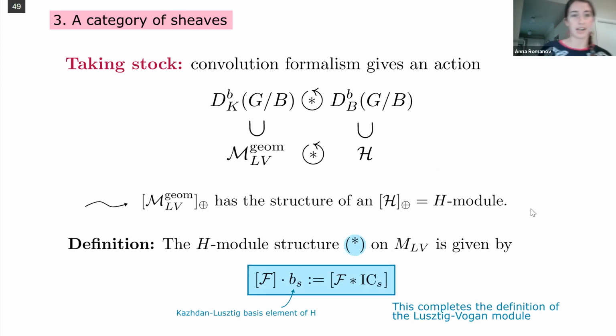So this is equivalent, but somewhat different. If you read the paper, it won't be exactly in terms of this language. The point here is that this finally finishes the definition that I started a few slides ago: if we take some element of M_LV, which we can think about as the class of some sheaf, and we want to act by the Kazhdan-Lusztig basis element, this is the same as convolving with the corresponding IC sheaf and then taking the class.